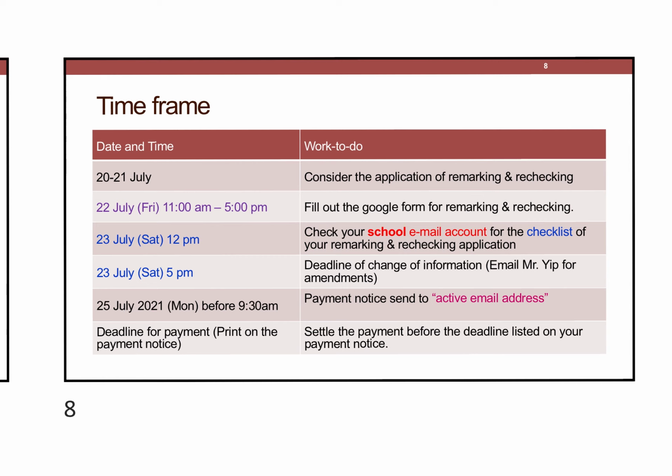Please check very carefully that all your application information is correct. If you want to amend your application information, please email Mr. Yip before 5 p.m. on the same day. All the applications will be sent to HKDSE on Monday, 25th of July at around 9 a.m. Then HKDSE will send you the payment notice to your active email address. I will talk about this active email address later. Your application will be complete by paying the application fee before the deadline listed on your payment notice.